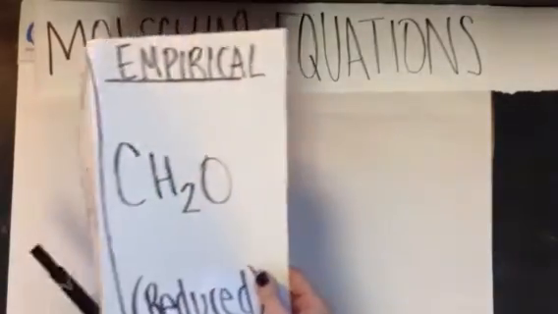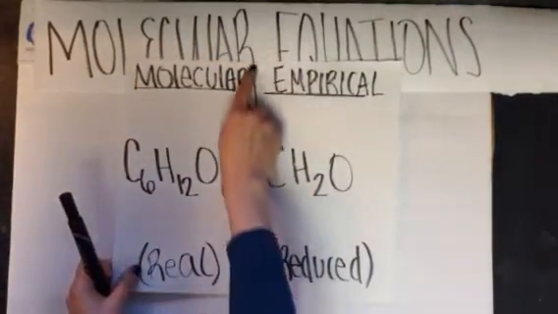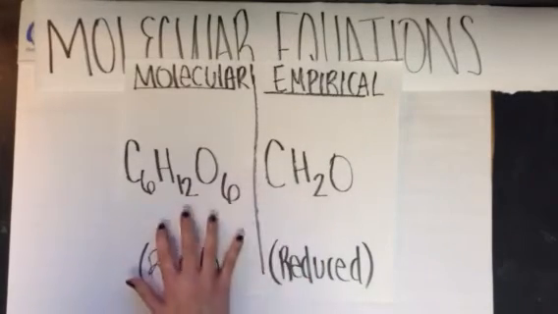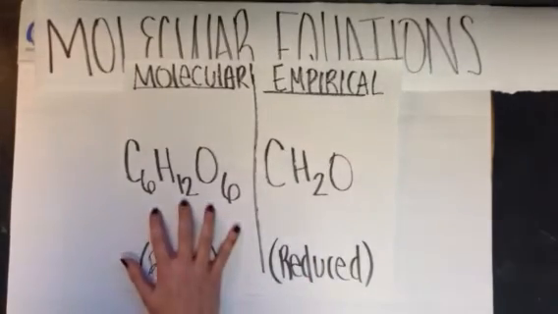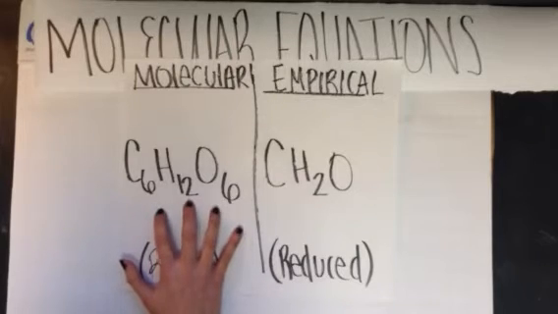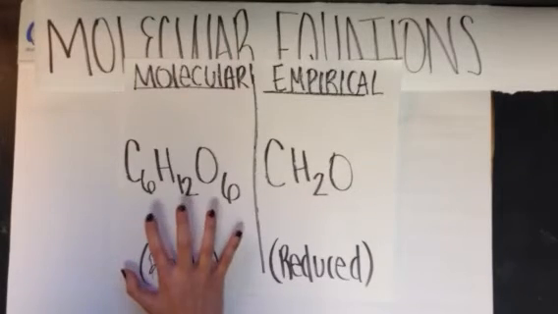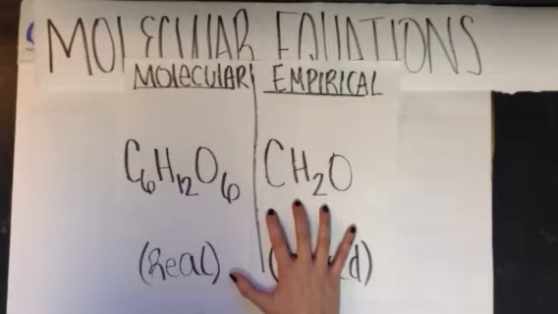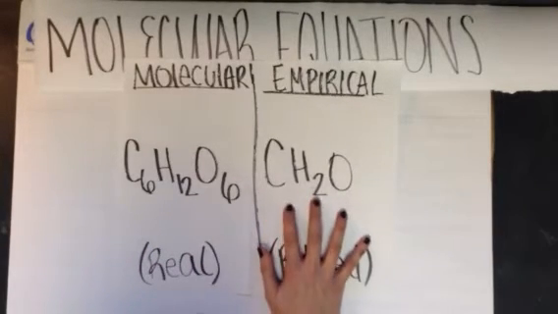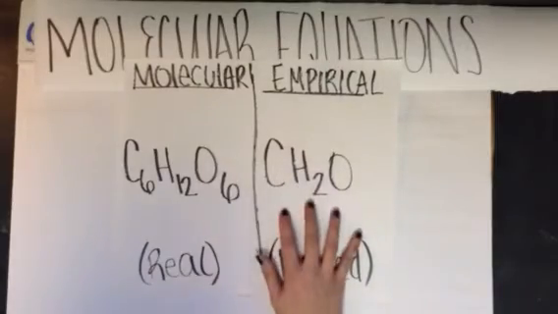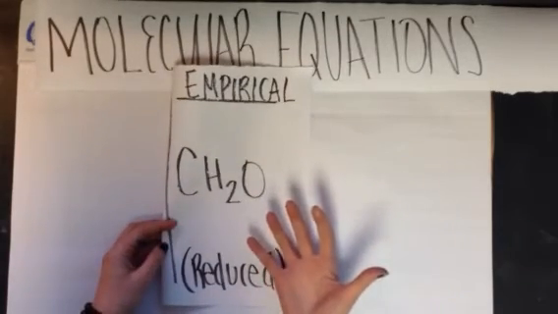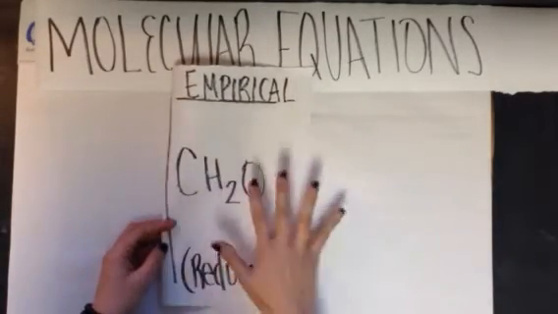So what's a molecular formula? A molecular formula is the real formula. So let's look at these two against each other to compare. We've got C6H12O6. That's the real formula. If I reduce this down, I get what's called the empirical. We've learned the empirical, so now we're going to take it one step further, and that is, how do I get the real equation using my empirical?